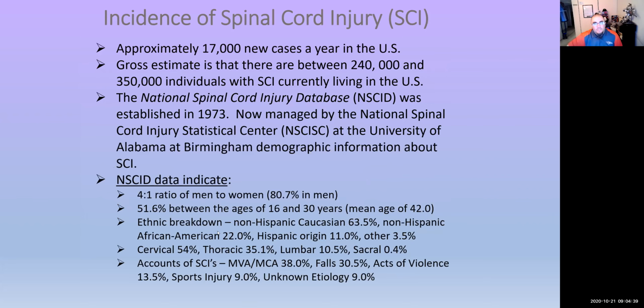So some incidents of spinal cord injuries, approximately 17,000 new cases in the year in the US. Gross cases show that there's between 200 and 350, 400,000 injuries with spinal cord in the United States. We do have this thing called the NSCID, which is the National Spinal Cord Injury Database. It was established in 1973.